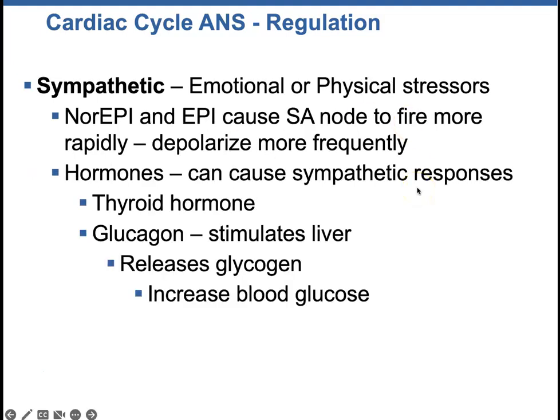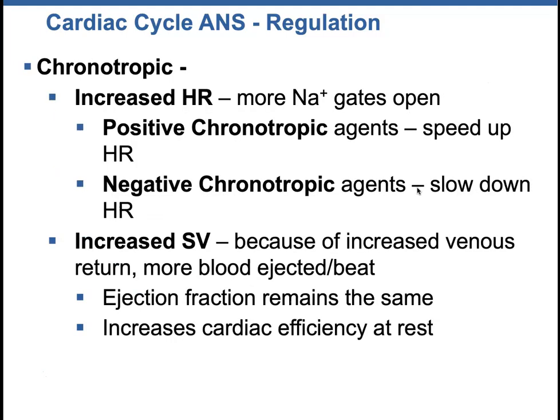Sympathetic, boom, right? We're going to increase heart rate, and that is going to be your norepinephrine, epinephrine, your dopamine. All those things are going to cause it to go up. It could be an emotional factor or a physical stressor or something that's being perceived. And then, of course, thyroid hormone can significantly increase heart rate because it's a sympathetic-like hormone. Glucagon will, remember, when you're in a sympathetic state, stimulate the liver to release glycogen to then increase blood glucose to be able to meet whatever that demand is of the sympathetic response.